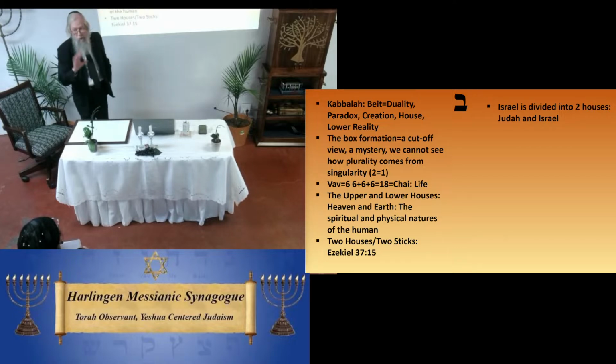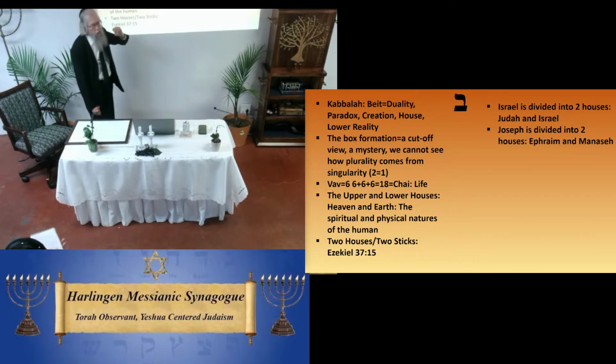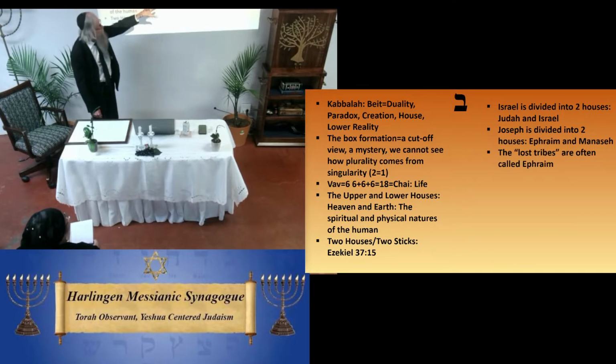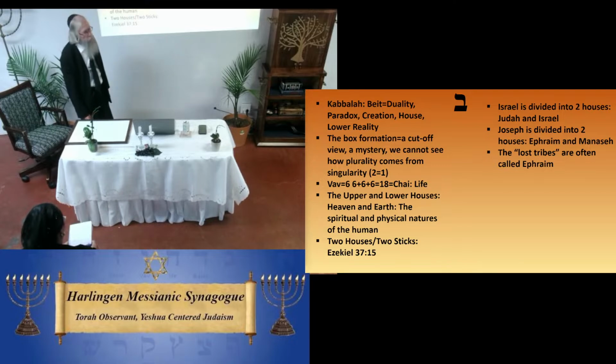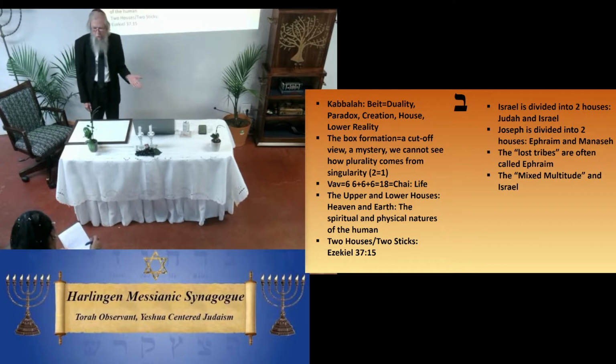So you can get into all kinds of cool stuff here. We don't have time. We have to move on. All right, so Joseph is divided into two houses, the house of Ephraim and the house of Manasseh. The lost tribes are often called Ephraim. The mixed multitude. You see, the people who came out of Egypt, they were not all sons of Avraham. They were not all sons of Yaakov. There were some, does this sound familiar to you, from every tribe and nation who came out with Israel.